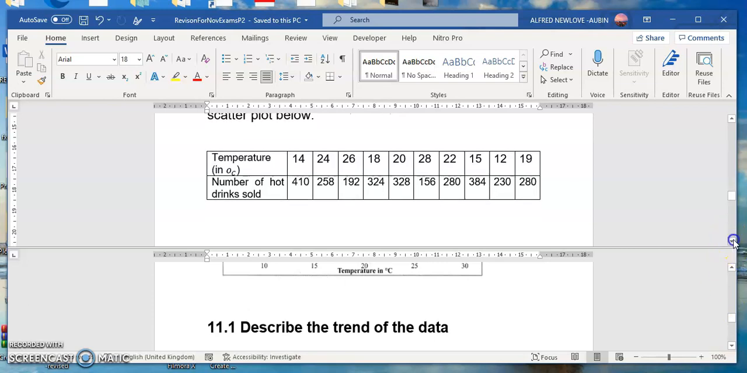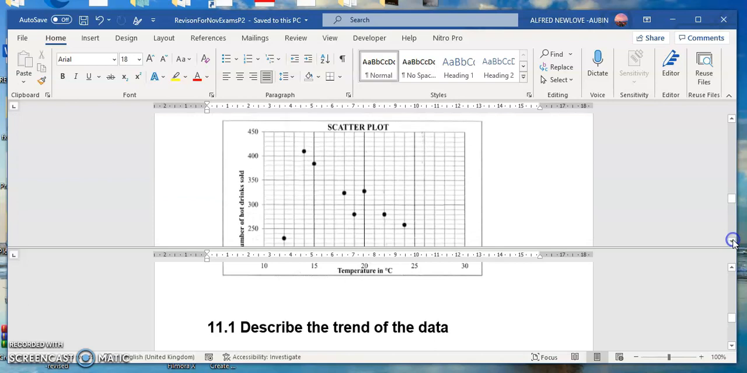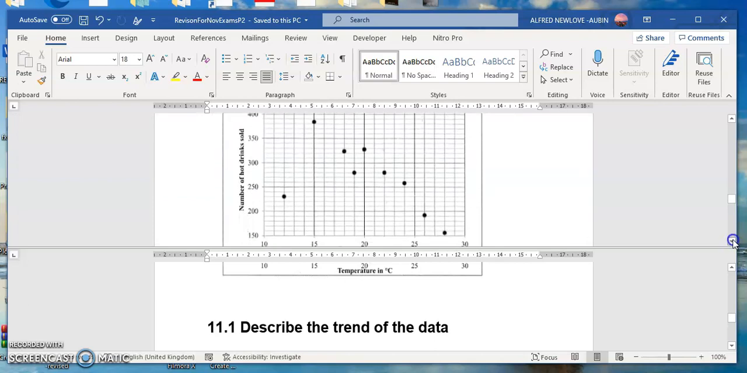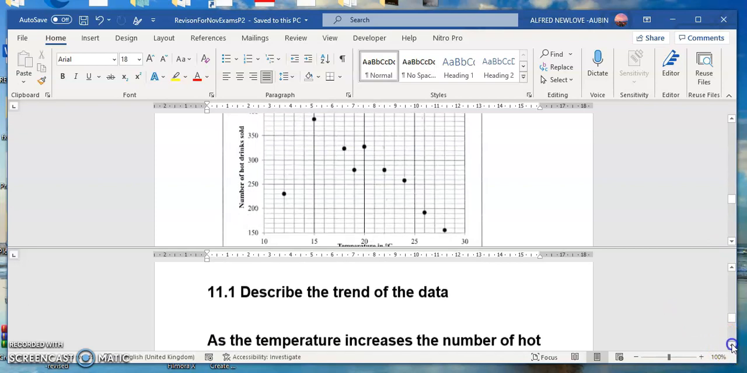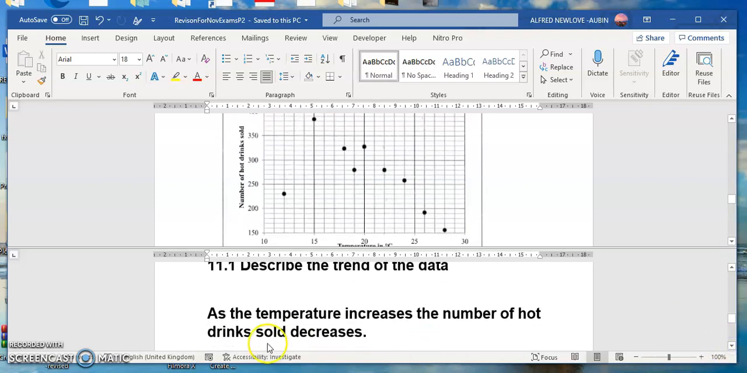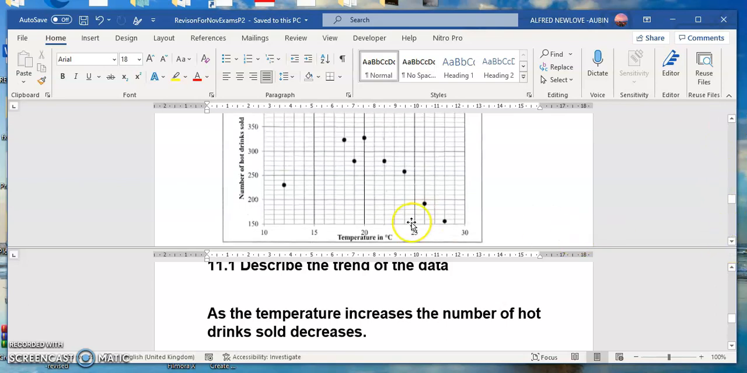Let's look at the trend, looking at the scatter plot. Now, what can we say about the trend? As the temperature increases, the number of hot drinks decreases. So when the temperature rises, the hot drinks that are sold decrease. Alright, now let's check from here.